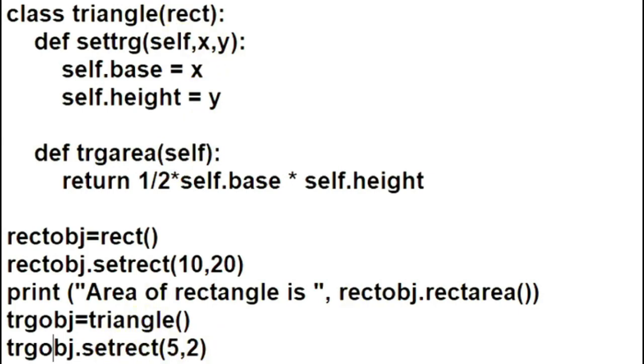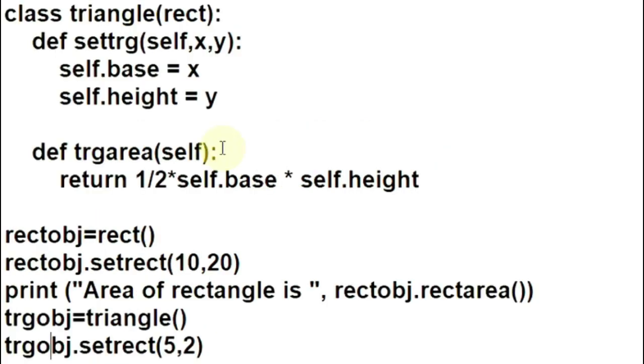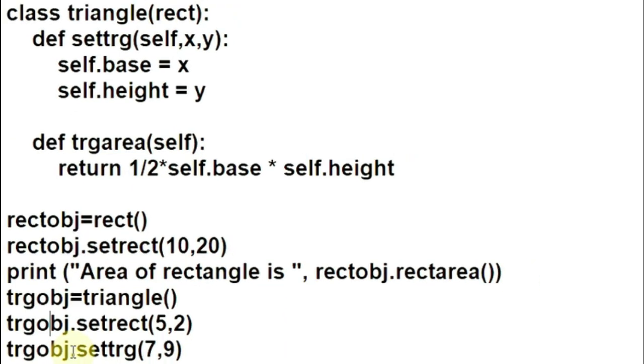So this 5, 2 will be assigned to the x and y parameters. 5 and 2 will be assigned to the length and breadth attributes of trg obj. These length and breadth attributes are assigned to trg obj also. Next you are invoking the setTrg function using trg obj. Cursor will come over here. This 7 and 9 will be assigned to the x and y parameters, and from these, 7 and 9 will be assigned to the base and height attributes of the trg obj object.